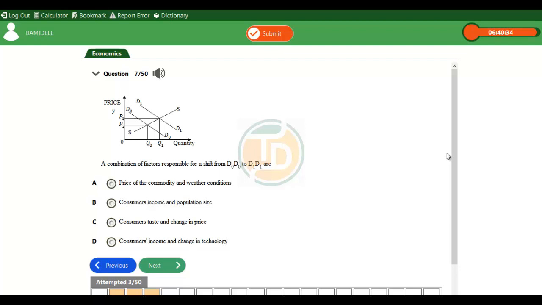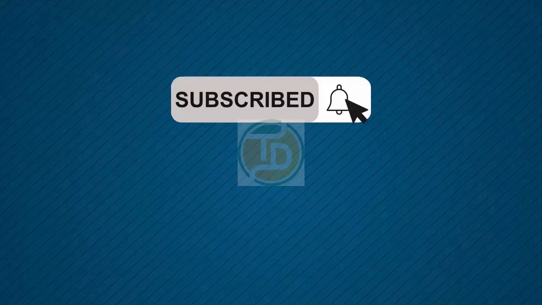The reason why option D is wrong is that consumers' income can cause change in demand, but change in technology will lead to change in supply. Technology does not affect demand, it affects supply. So the correct option is option B, which is change in income and population size. Thank you.